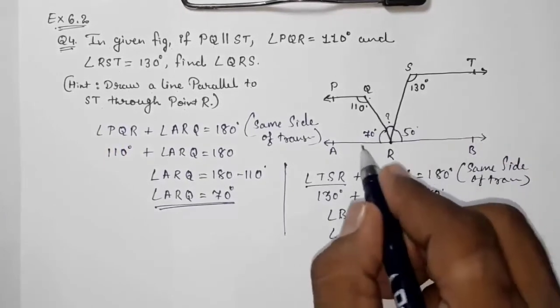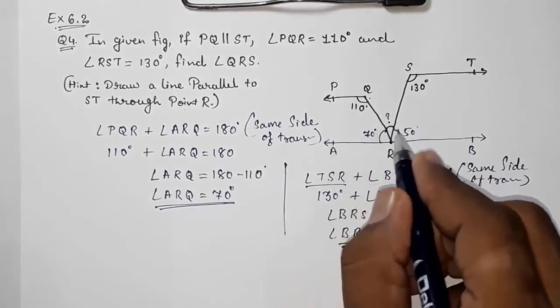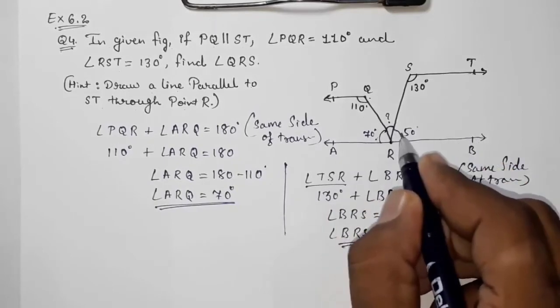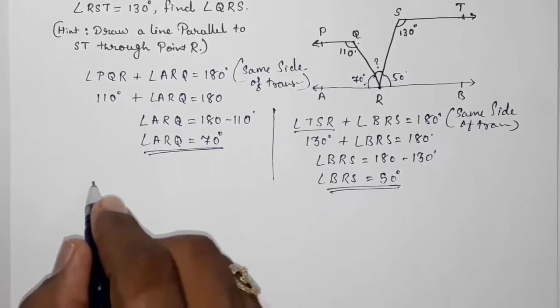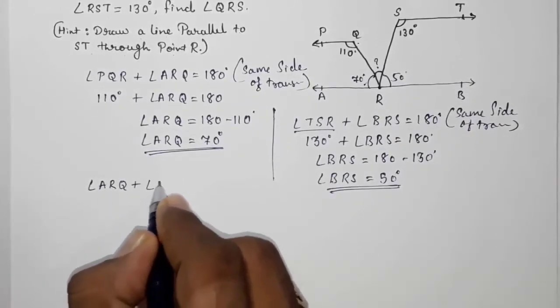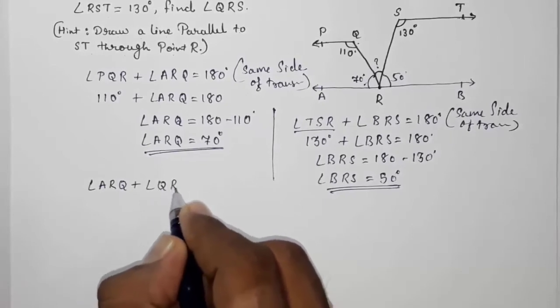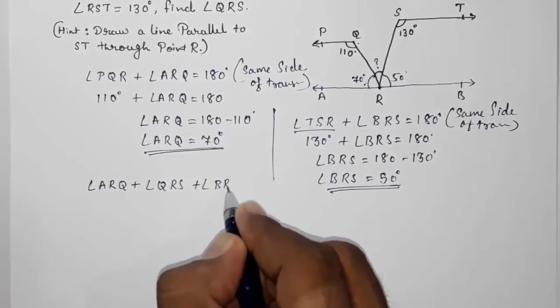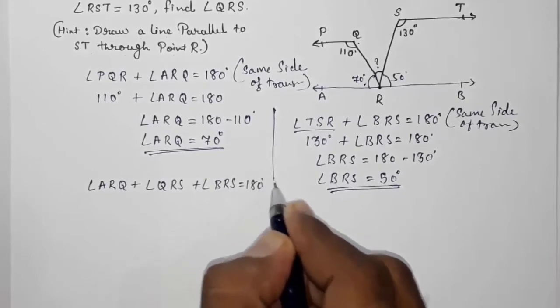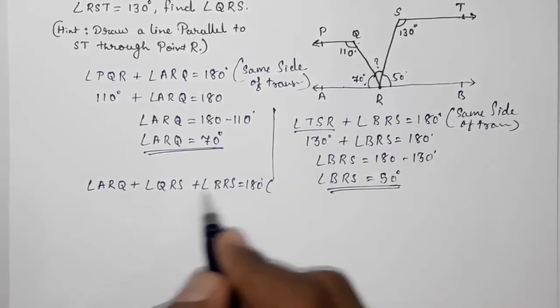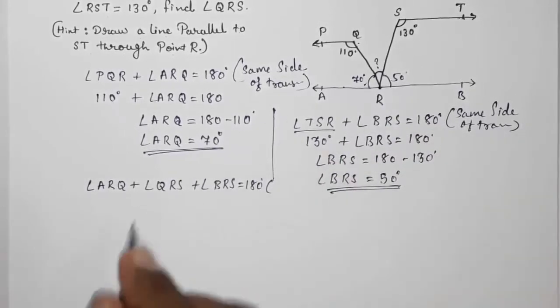Now again you can see that these all angles are on a straight line AB. So the sum of all these angles will be 180. Directly you can write down angle ARQ plus angle QRS plus angle BRS is equal to 180 degrees. Again you can write linear pair of angles, but I have written three names, so you can write this combined name and then put the values.